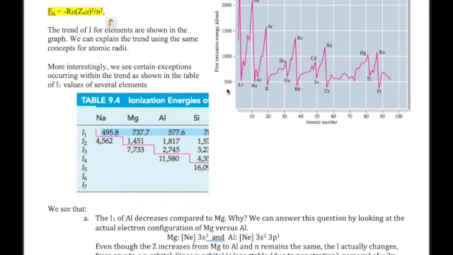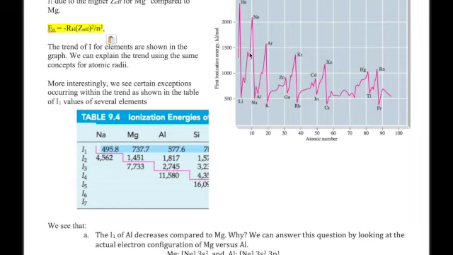So one of the things that I want to talk about is not just the trend, but also these jagged lines here, which must have meant that there's an exception, because what we expect is there should just be a straight line here going from lithium to neon. So what this is saying is that when we go to that element and then we go to the next element, the ionization energy drops instead of increases, even though we're going across a period.